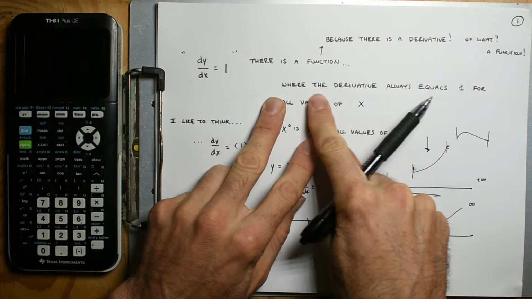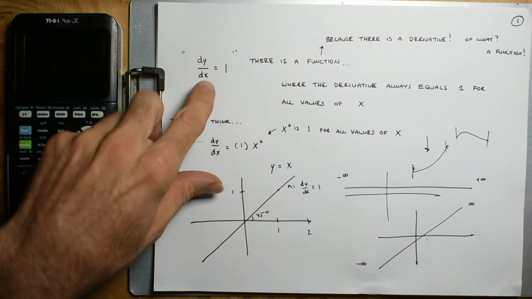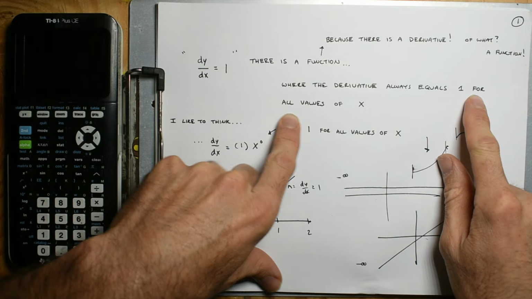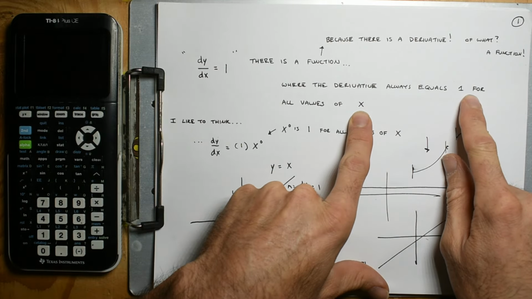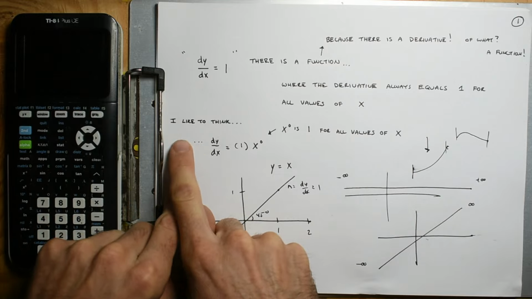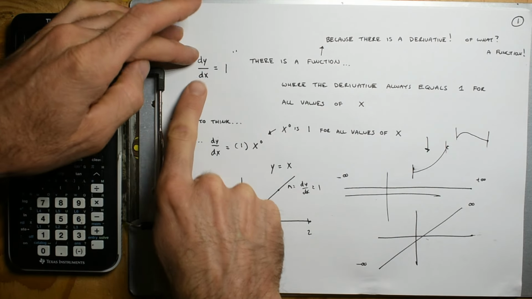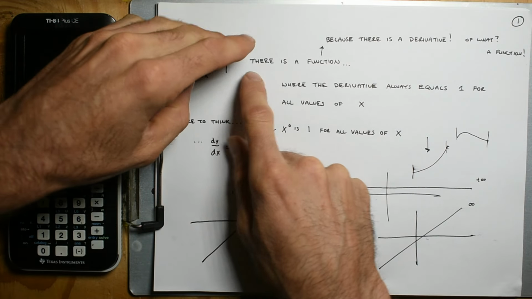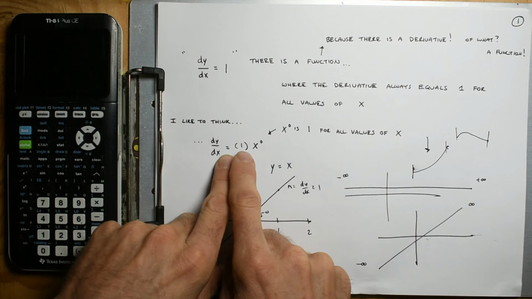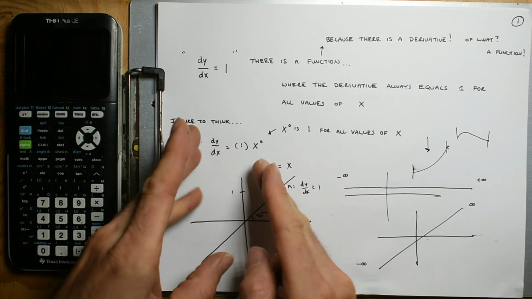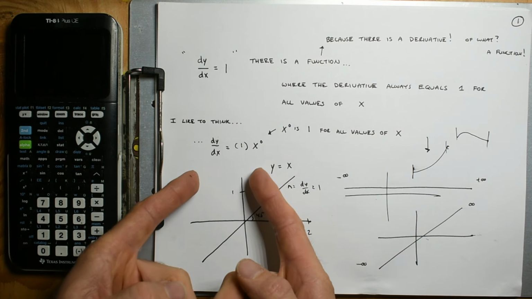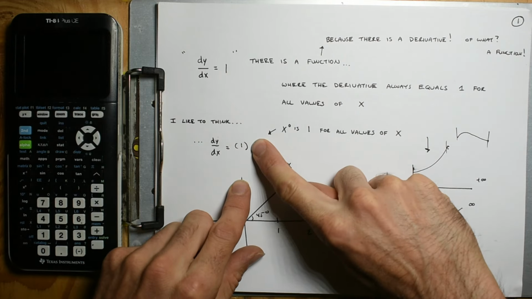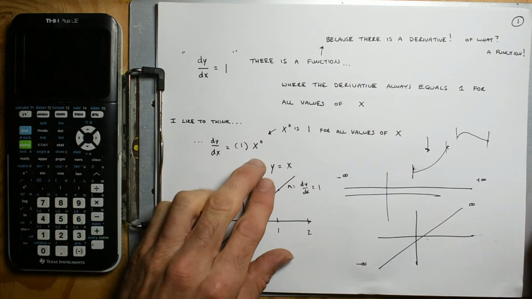Alright, so this is a derivative where the derivative always equals 1 for all values of x. I like to think that this is still a function of x if I say dy dx is 1 to the x to the 0. I don't know if you can formally do this, but that's a function of x. And x to the 0 is always 1. So I can throw in any value of that independent variable.